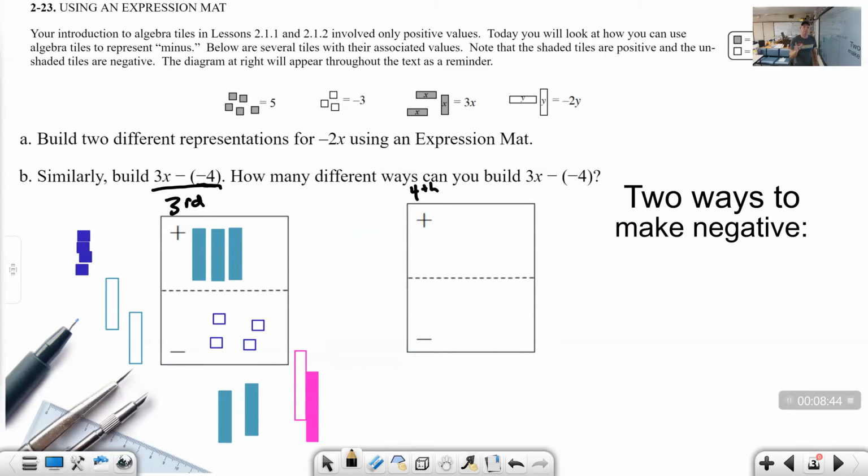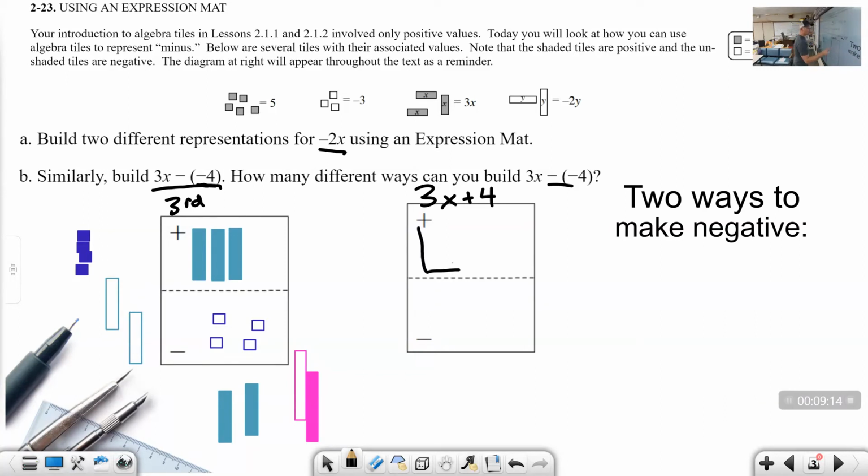Now, it wants us to build a second way to do this. I knew how to do that here, but maybe we can think about simplifying, because what do we do with 2 negatives? What's another way to treat 2 negatives? 2 negatives make a positive. Okay, so let's write this differently. 3x, 2 negatives make a positive, plus 4. Let's go ahead and draw positive 3x plus 4.